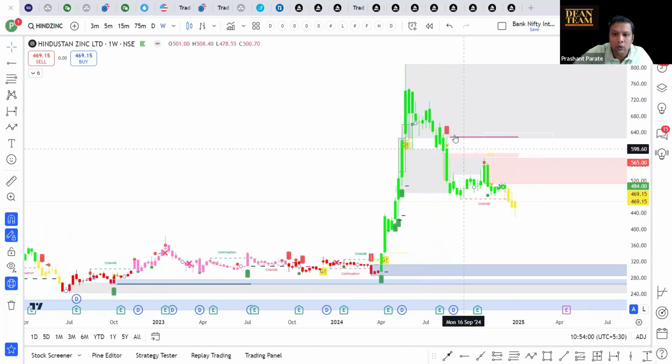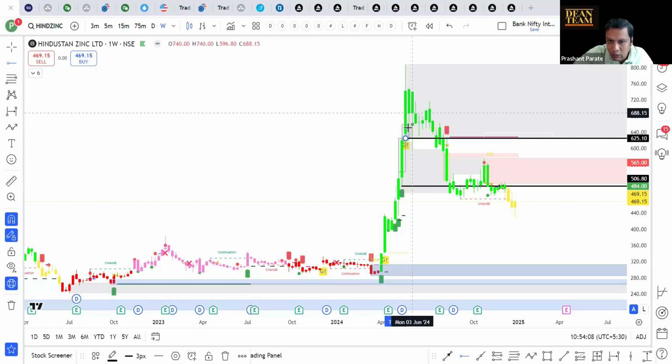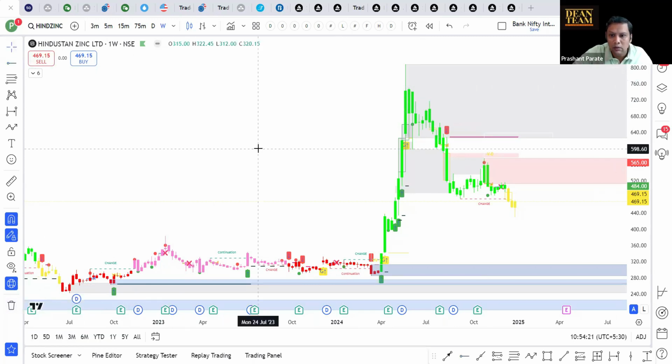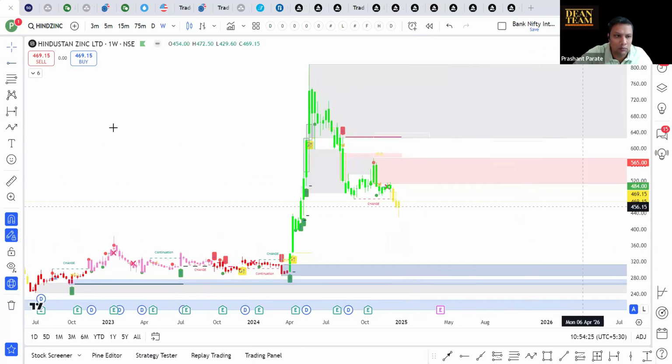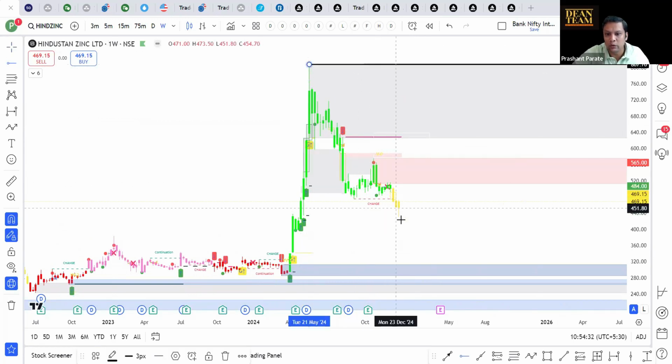Either exit below weekly candle low. The weekly candle low will be after this. This will be weekly candle low, and this can be your exit. So when price comes below 625, that could have been taken as exit. And it is likely to consolidate for maybe 2, 3 months at least, and it may consolidate for more time also.